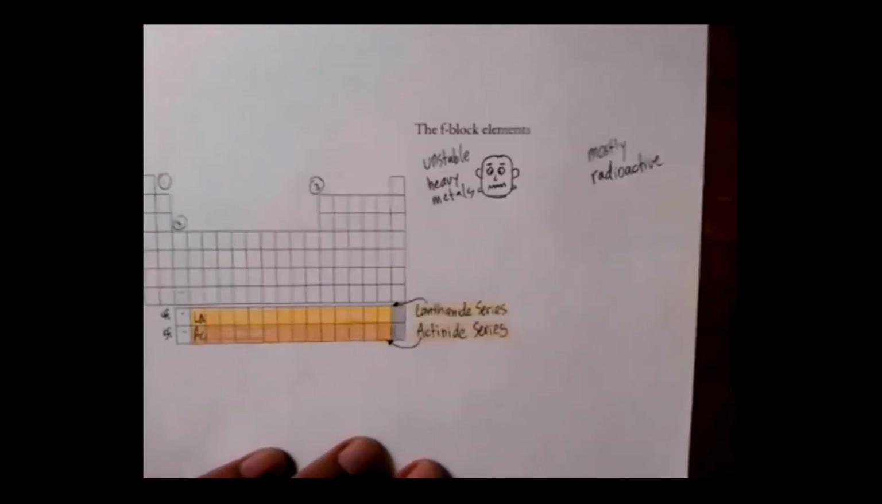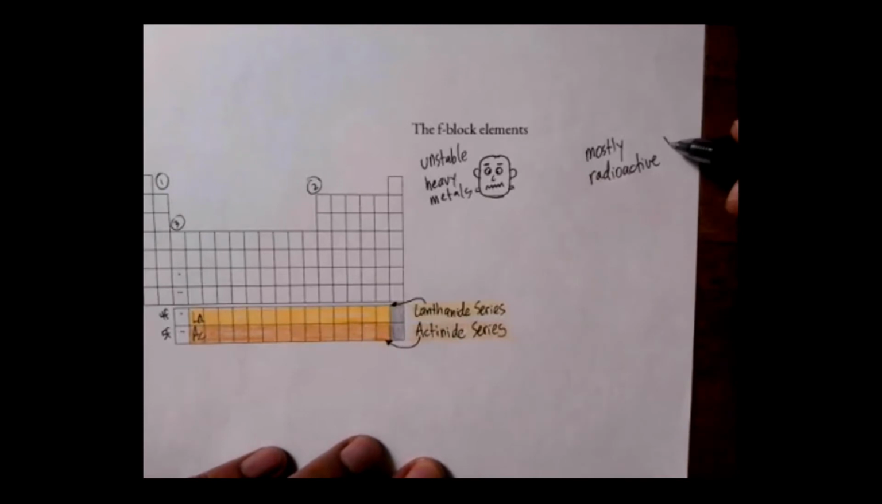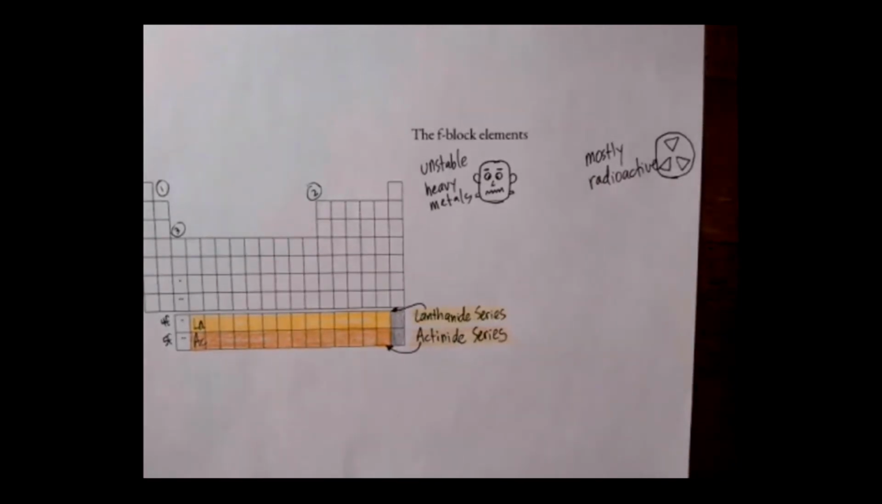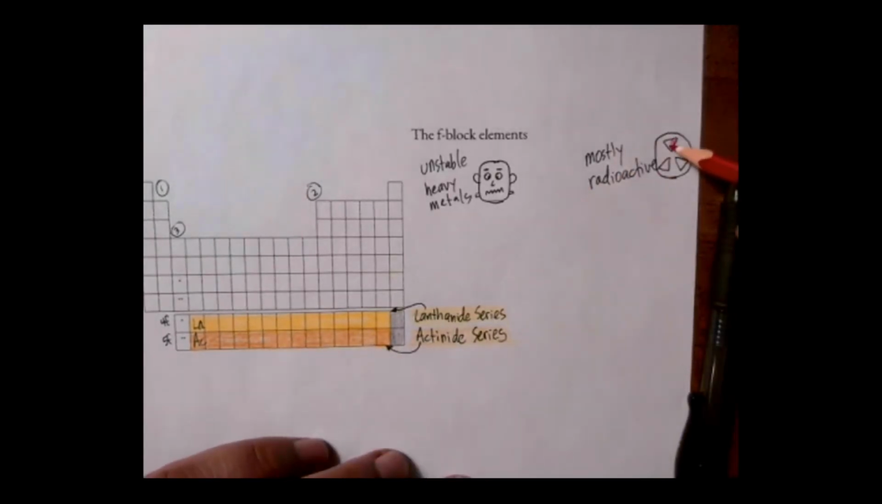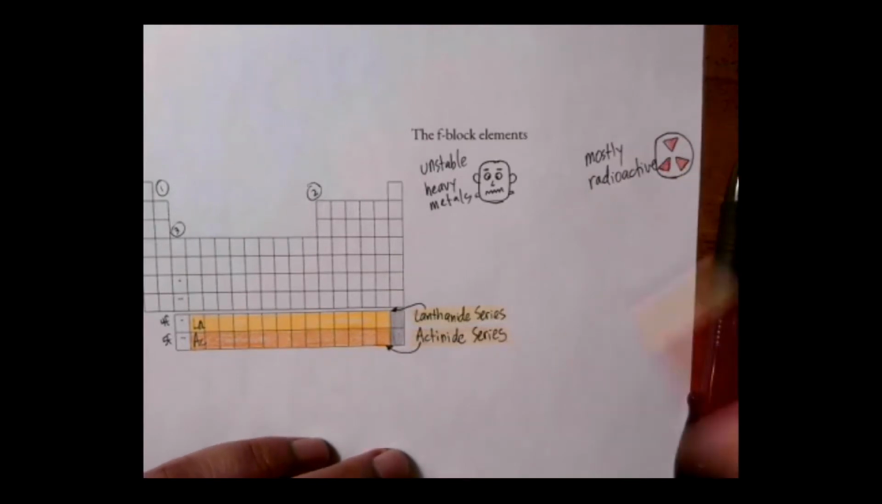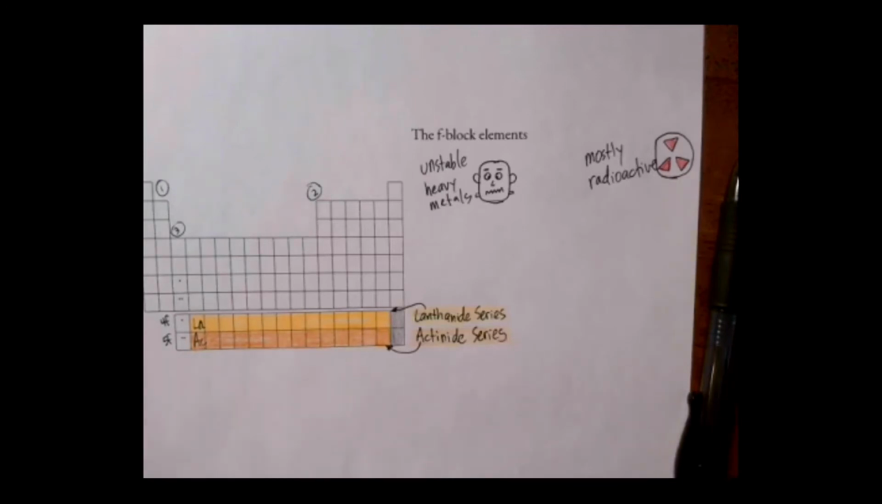Now, the symbol for radioactive is these three triangles. Triangle 1, triangle 2, and triangle 3, okay? So if you ever see something with these three triangles and it's not on TV, you might want to back away quickly, okay? So I'm going to color this in as well. These three triangles mean no bueno. You may want to back off, okay?